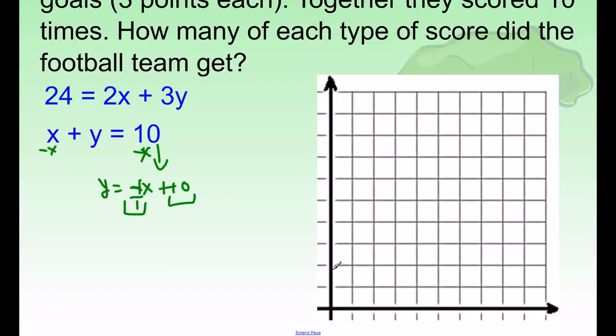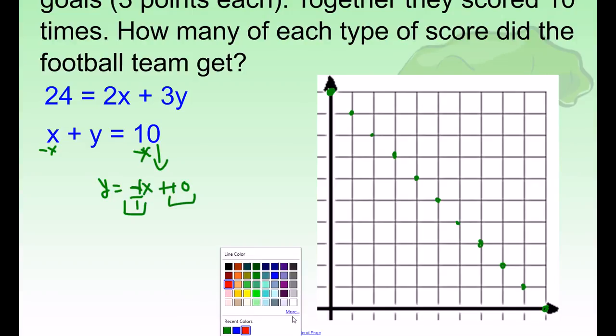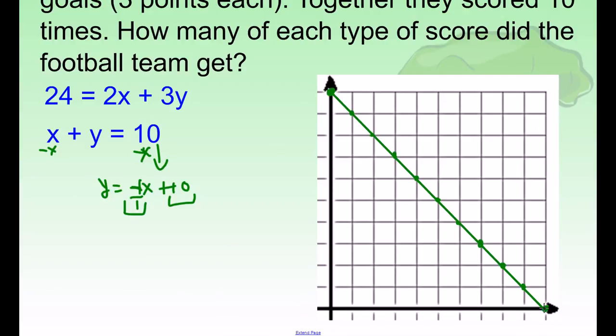So I go 1, 2, 3, 4, 5, 6, 7, 8, 9, 10 is the y-intercept. And the slope is negative 1 over 1. Because the slope is negative, I'm going to go down, negative 1 over 1, and repeat. All right. So everywhere along that line is where this bottom equation is true.